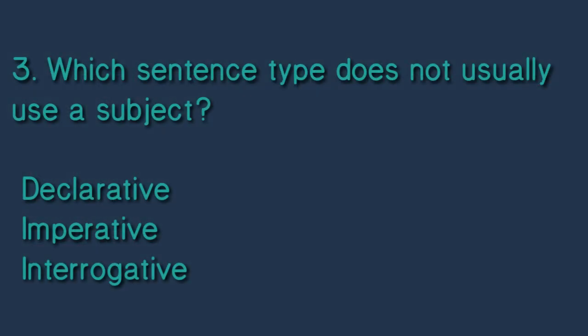Now we are moving to the third question. Which sentence type does not usually use a subject? Usually a subject will be there in every sentence, but here we studied that in one type of sentence there won't be a subject, but it's understood that the subject will be you. So in what type is it? The given options are declarative, imperative, interrogative. What's the answer? Imperative. In imperative sentences, we won't be using a subject because it is understood that the subject is you.